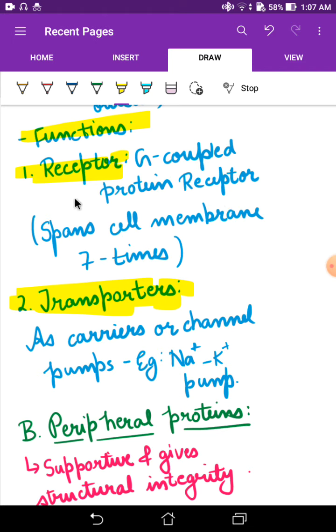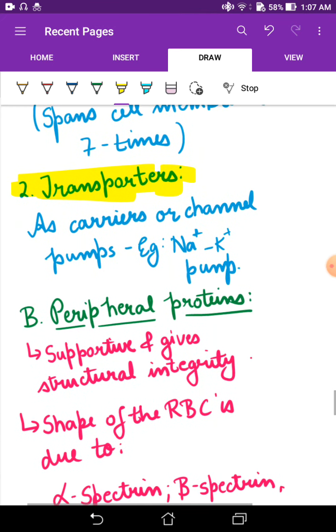For receptors, an example is the G protein coupled receptor. What it does is that it spans the cell membrane 7 times. That is why it is also called a serpentine protein. You will study about it later on. So it spans the membrane 7 times. This is the G protein coupled receptor. The second function is that it acts as a transporter, as carriers or channel pumps. Example, the sodium potassium pump. It acts as a carrier or pump.